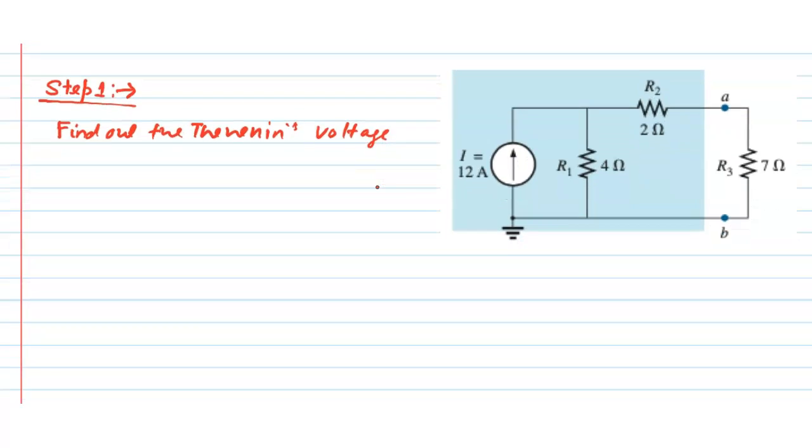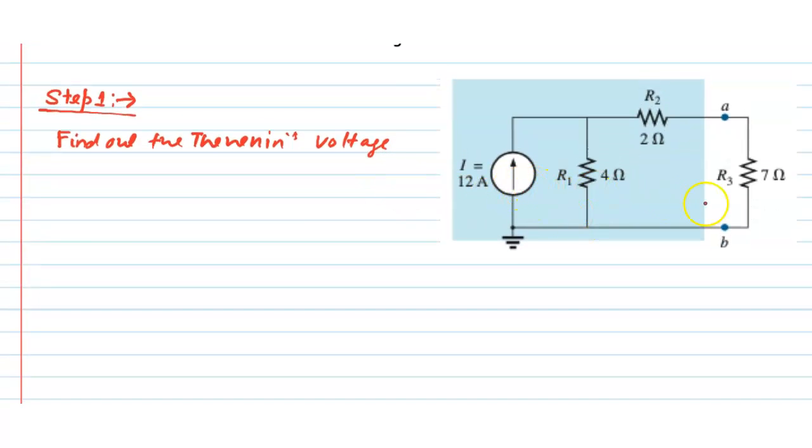To find the Thevenin voltage, you have to remove this load resistance from the circuit and then find the voltage which appears between the terminals A and B.